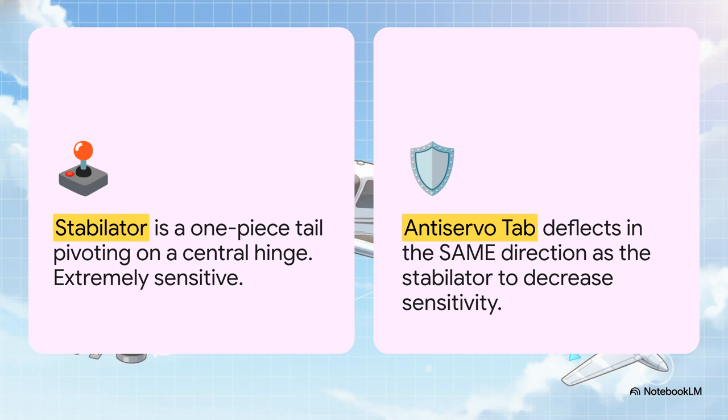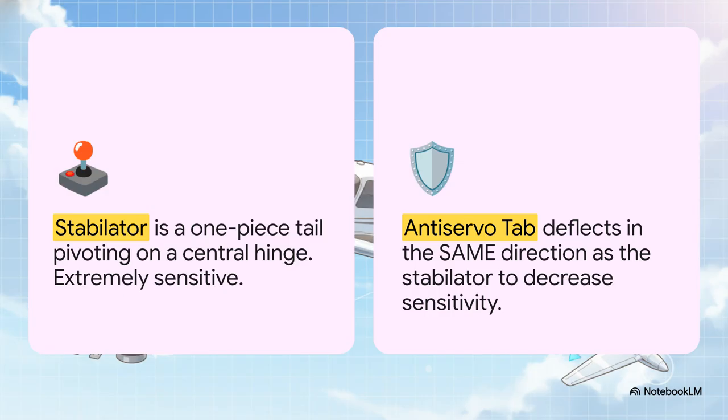And that brings us to the stabilator, which you Piper pilots know all about. Instead of a fixed horizontal stabilizer with a hinged elevator stuck on the back, the stabilator is just one massive piece of metal pivoting on a central hinge. Because the whole tail surface pivots to catch the wind, it is wildly sensitive.